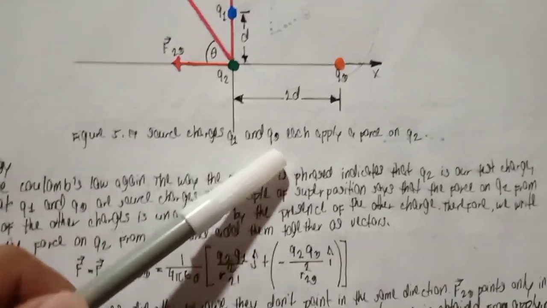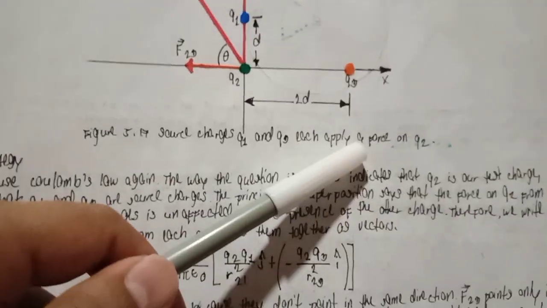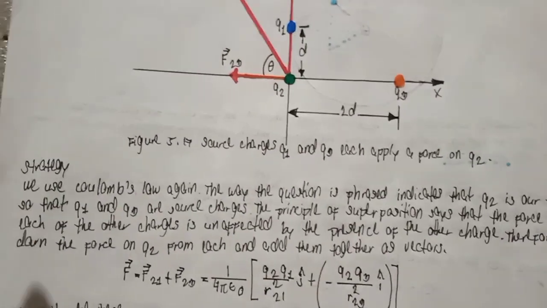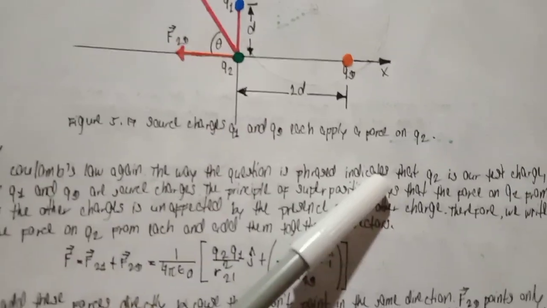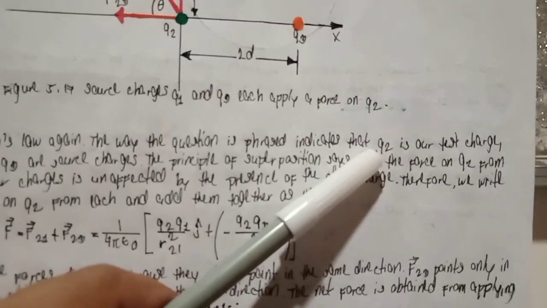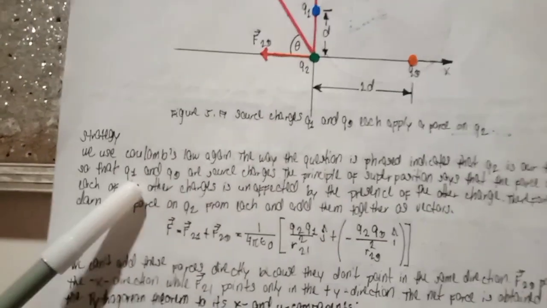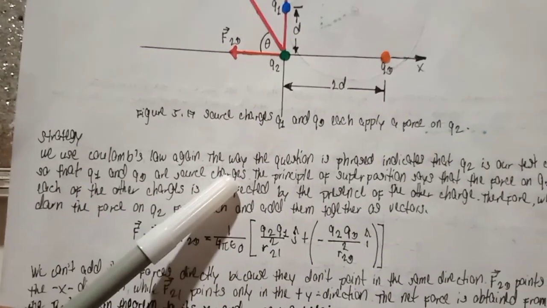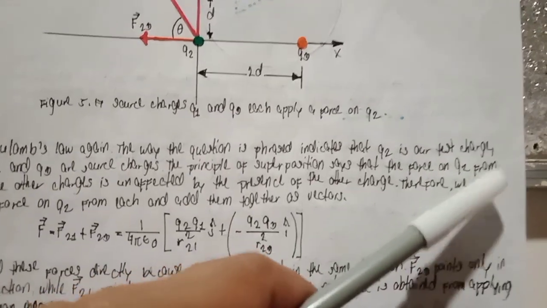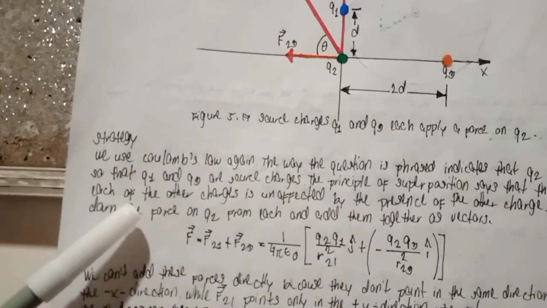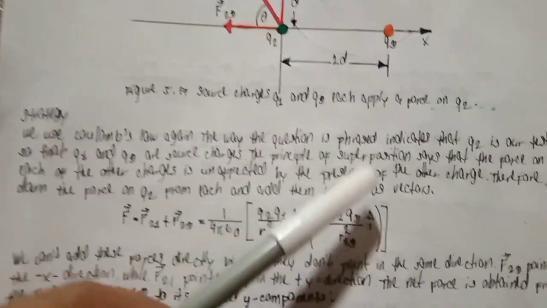Figure 5.17: source charges Q sub 1 and Q sub 3 each apply a force on Q sub 2. Strategy. We use Coulomb's law again. The way the question is phrased indicates that Q sub 2 is our test charge, so that Q sub 1 and Q sub 3 are source charges. The principle of superposition says that the force on Q sub 2 from each of the other charges is unaffected by the presence of the other charge.